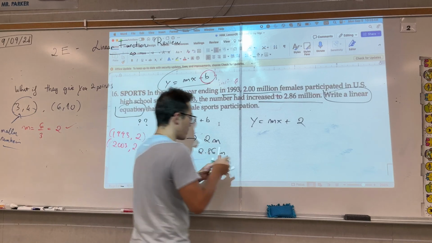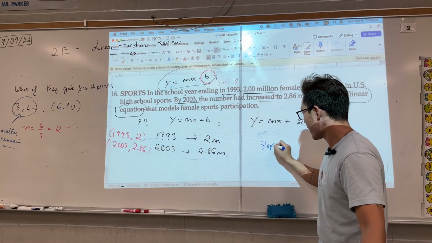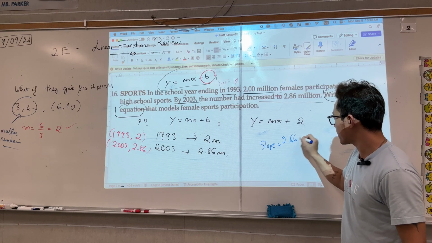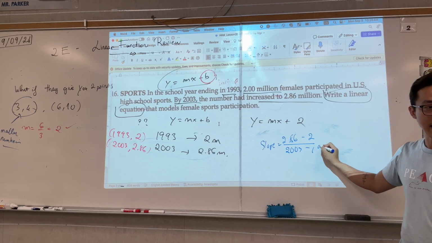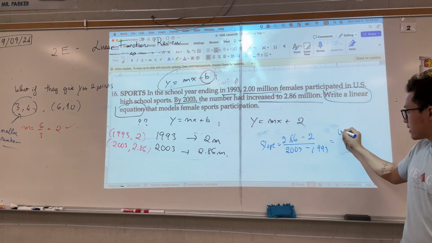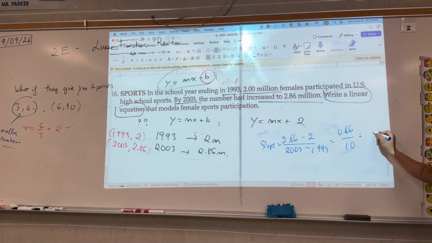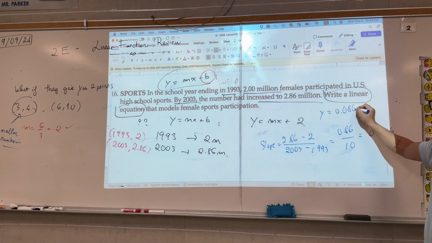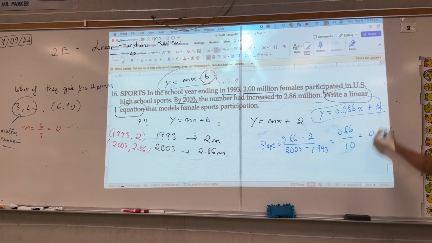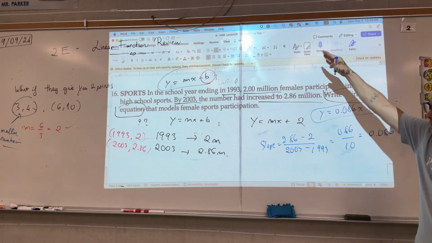So in order to find the slope, here is what I'm going to do. Like Donovan said, 2.86 minus 2 over 2003 minus 1993. And that is 10, right? This is 0.86, so 0.086. You divide by 10, you move the decimal place. You know this one? And if you multiply by 10, you move to the right. You know that, right? Okay. So the answer is y equals 0.086x plus 2.